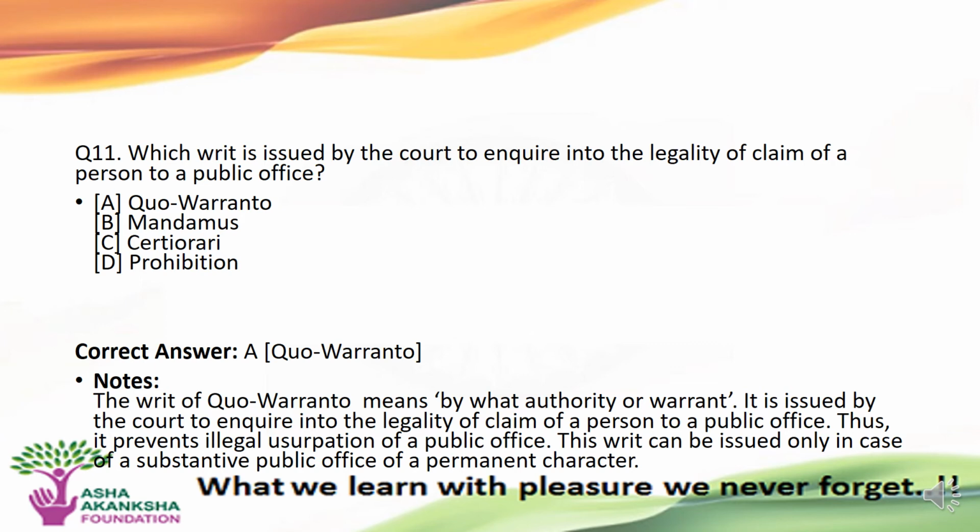The writ of Quo warranto means by what authority or warrant. It is issued by the court to inquire into the legality of claim of a person to a public office. Thus, it prevents illegal work in any public office. This writ can be issued only in case of a substantive public office of a permanent character.